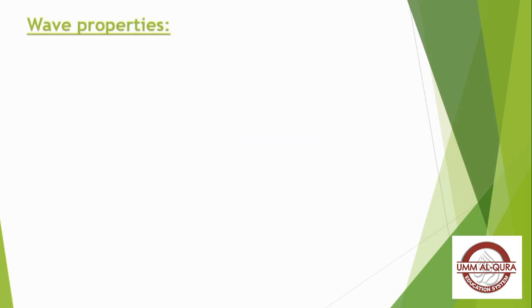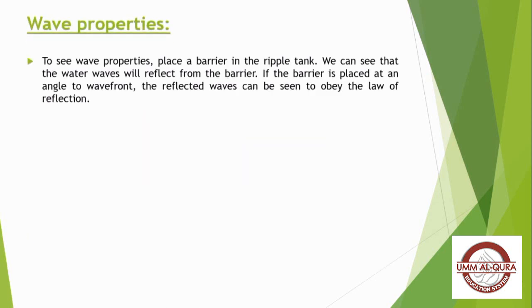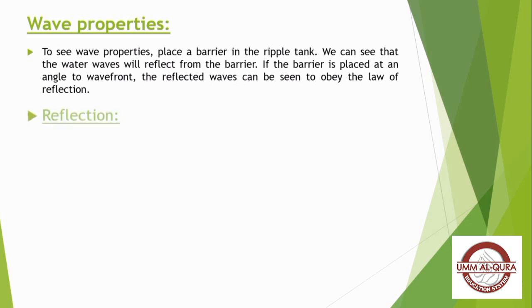Now move to the properties of the wave. To see the properties of the wave, we place a barrier in the ripple tank so that we can generate wavefronts and study the wave properties. The first wave property is reflection.